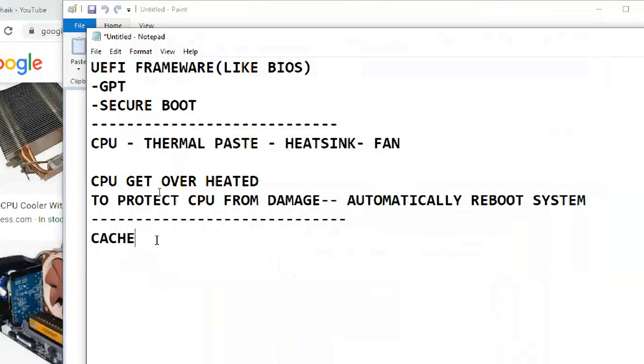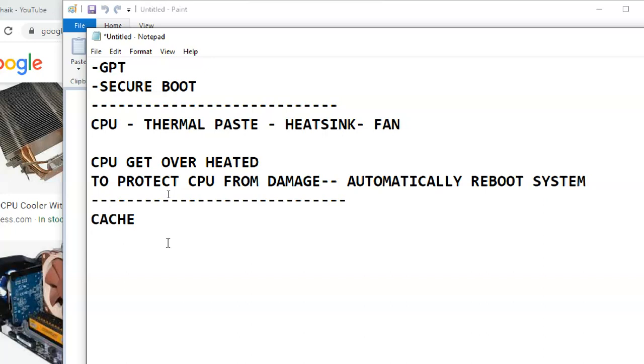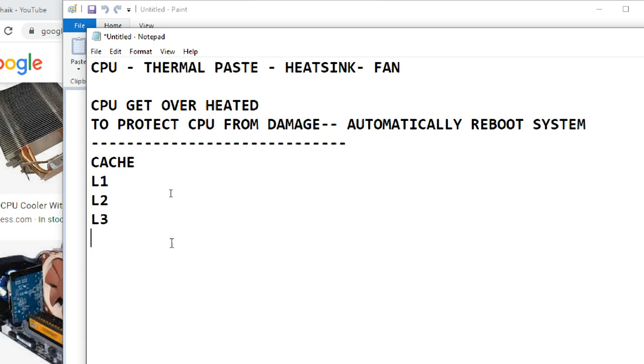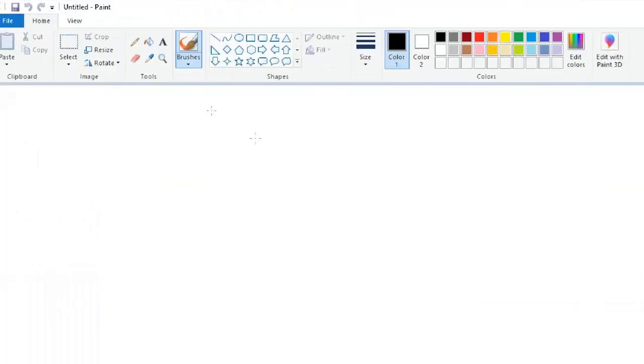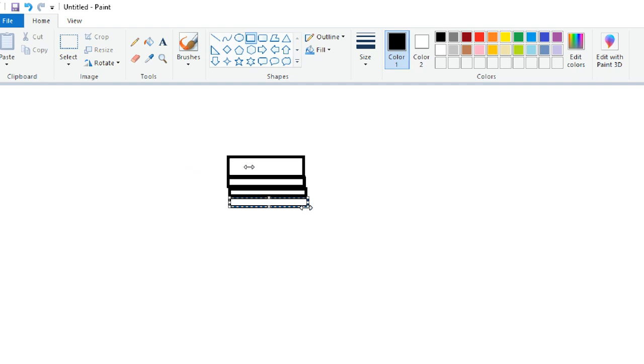So cache memory is there in every CPU. In cache memory, L1 cache memory, L2 cache memory, L3 cache memory are there. In olden days, only two cache memories were there. Then another one was added into the CPU, that is called L3 cache memory. You know how it is layer-wise. If you want to see it layer-wise, this is the actual CPU part, and these are the layers. This is L1 cache memory, this is the L2 cache memory layer, this is the L3 cache memory layer.